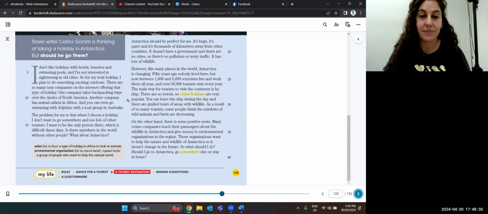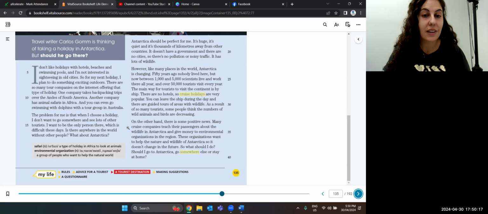You can leave the ship during the day, and there are guided tours of areas with wildlife. As a result of so many tourists, some people think the number of wild animals and birds is decreasing. On the other hand, there is some positive news.